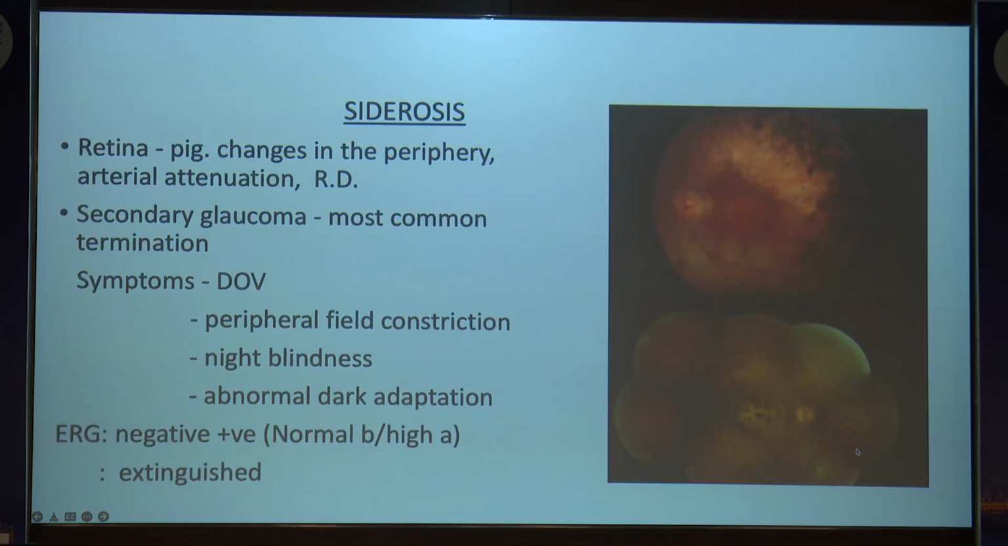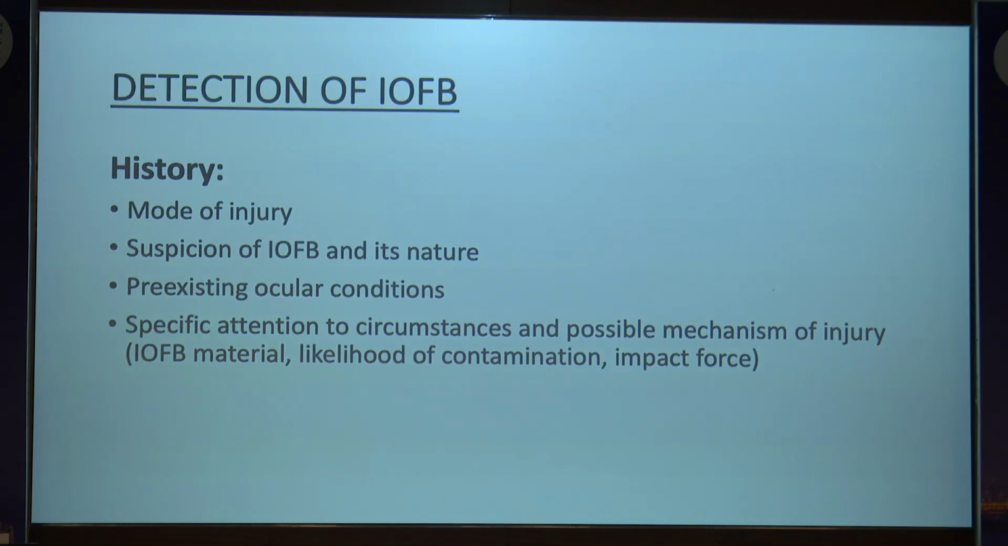Cataract can be caused. And in the retina, most commonly, you see a patient with a uniocular retinitis pigmentosa kind of picture, with all these bony spicules, pigmentary changes in the periphery, arterial attenuation. They will give a history of decreased vision, peripheral field constriction, but you must try and elicit a history of trauma and look for a foreign body, and investigate the patient. So history becomes extremely important.